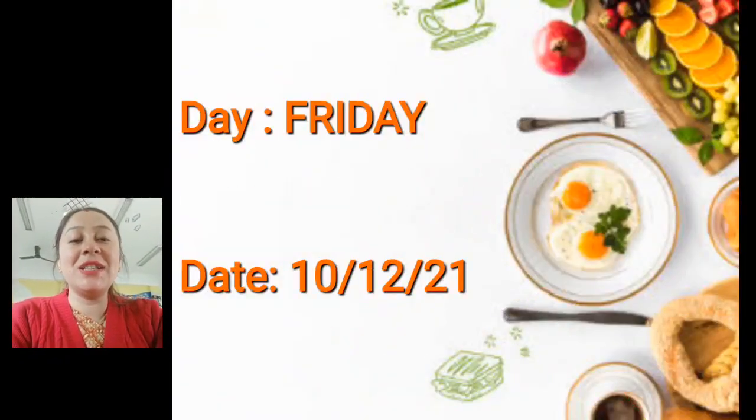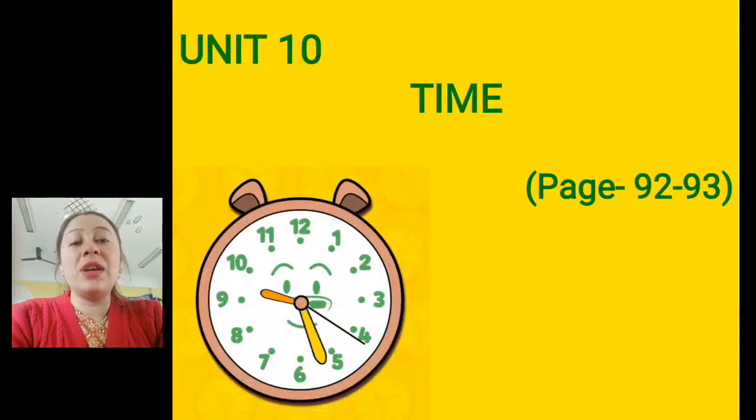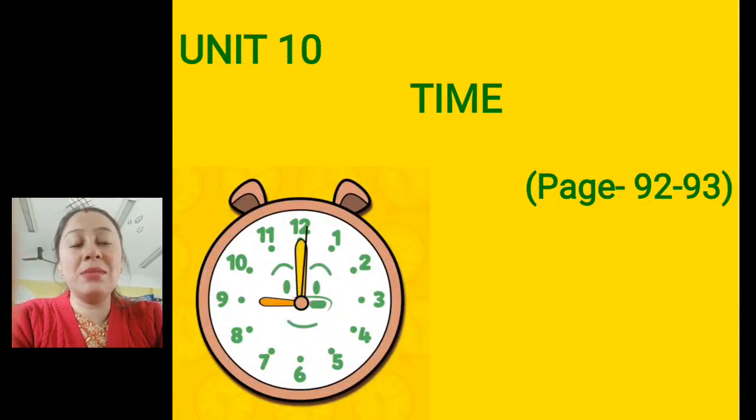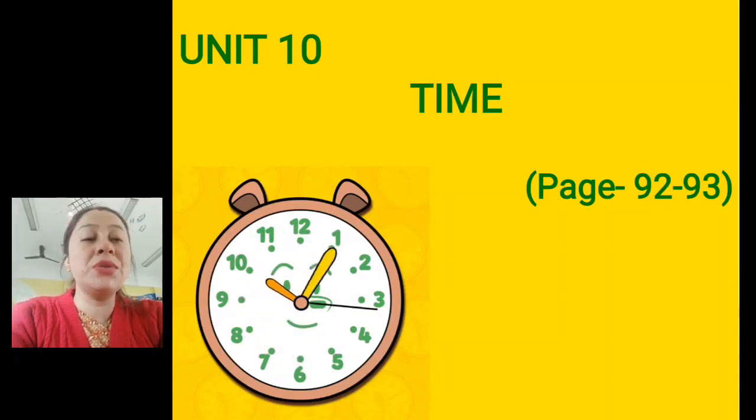Today, the day is Friday and it is 10th of December 2021. So children, today we are dealing with the third type of book, that is your mental maths book. In today's class, we are continuing with Unit 10. The name of the chapter is Time. In today's class we will do from page number 92 to 93.